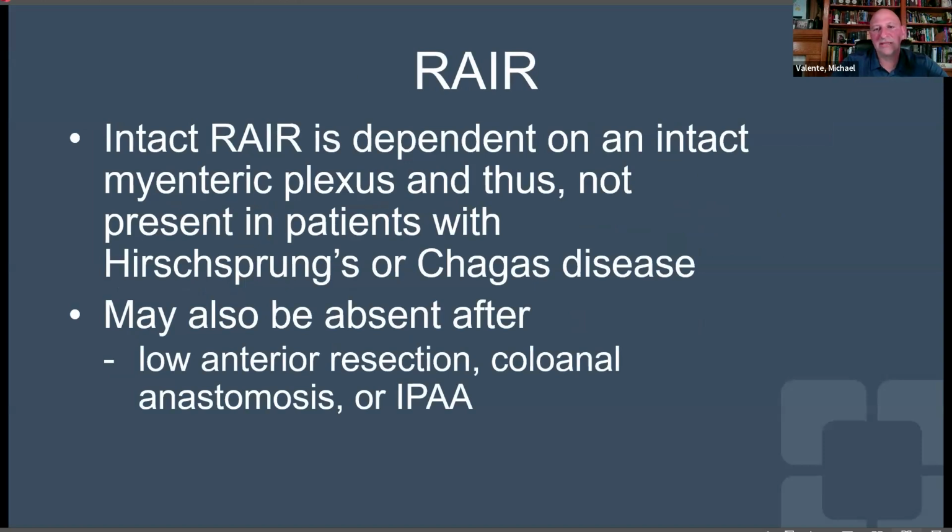So people with Hirschsprung's disease, or Chagas disease, acquired by Trypanosoma cruzi infection, so South America, Central America, even North America. Hirschsprung's or Chagas, where there's a lack of Auerbach's plexus, will not have a RAIR. After a low anterior resection, a coloanal anastomosis, or ileal pouch anal anastomosis, you may also not have a RAIR on manometry because of the damage to the transitional zone. Hence, damage to the Auerbach's plexus in that region.